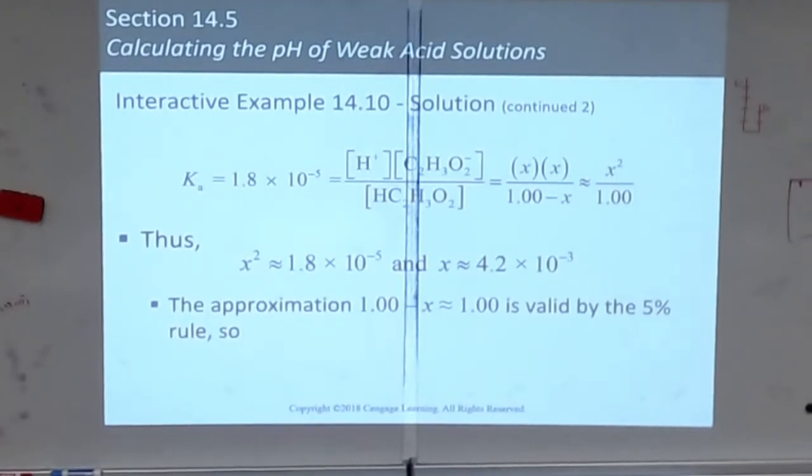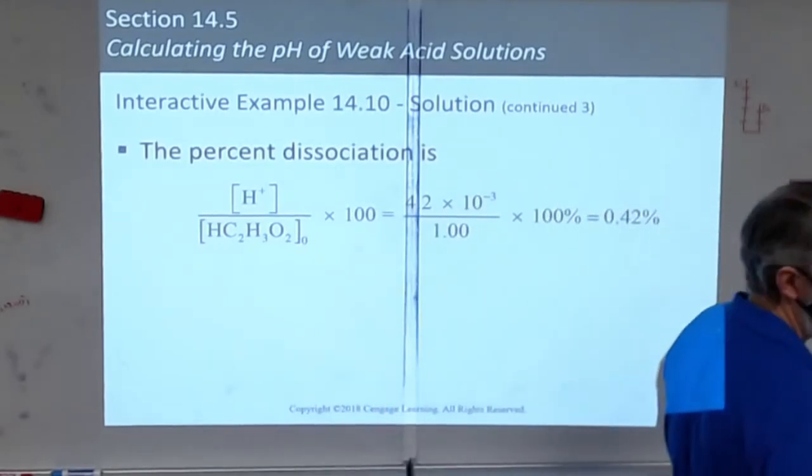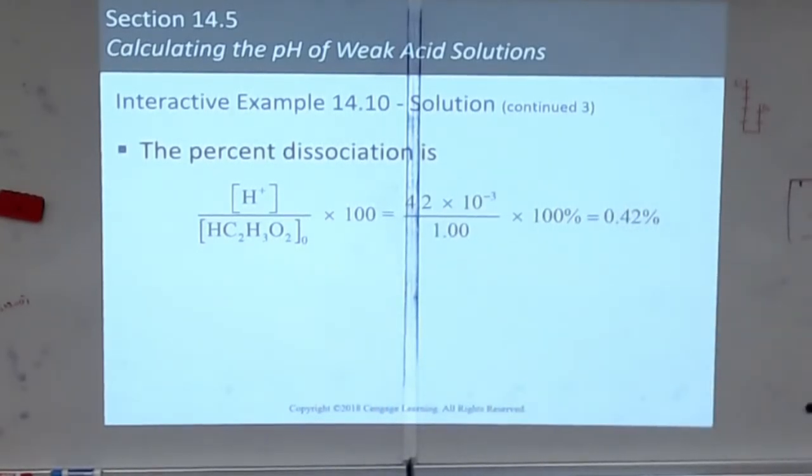I then take that number, divide by 1. So my percent dissociation is 0.42% dissociated. Percent. Got it? Everybody good? We good here? Good there?